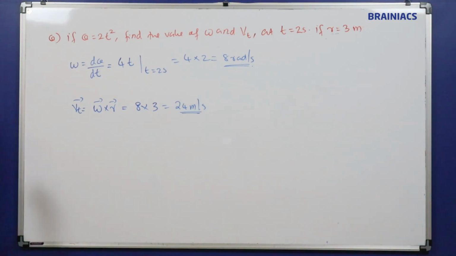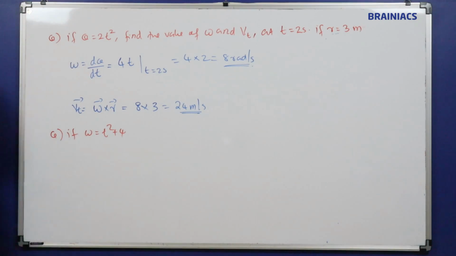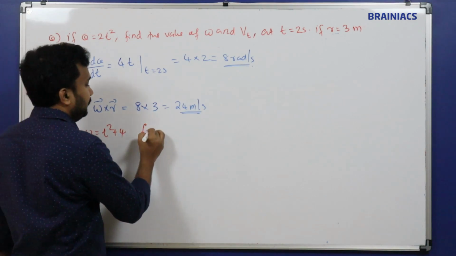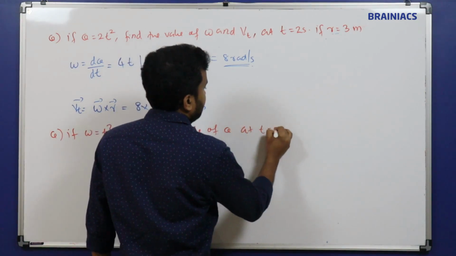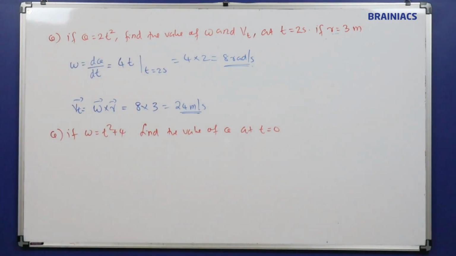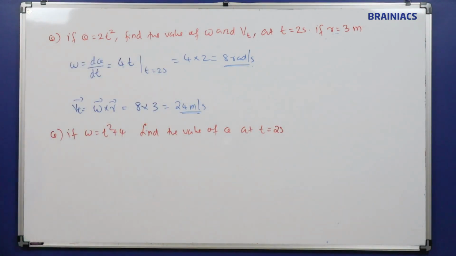Next question. If omega is equal to t square by 4, find the value of theta at t is equal to 0 seconds. Find the value of theta at t is equal to 2 seconds.